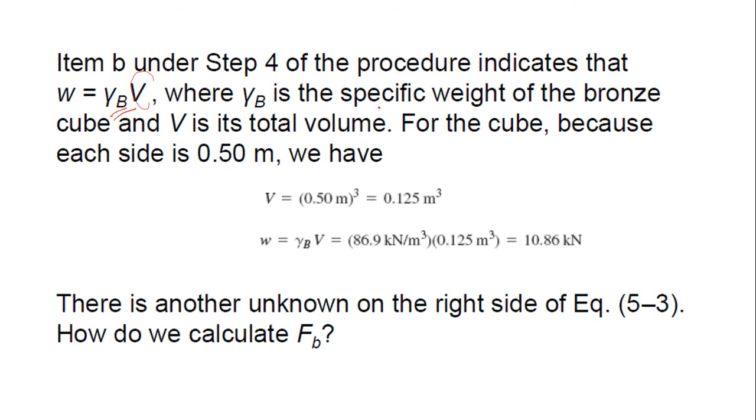You have your V because the cube is 0.5 on all sides, so it's 0.5 cubed. That will give you the V, the volume of the object, and multiplying by the specific weight, the 86.9, will give you the weight, the weight that goes down and acts downwards. This is 10.86. So that's settled for your W. But now you still need to find your buoyant force, the FB.